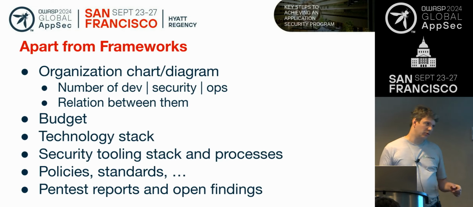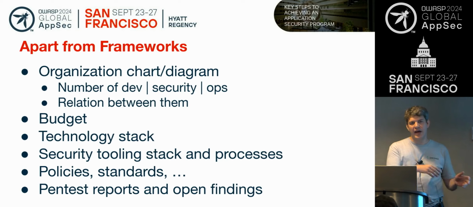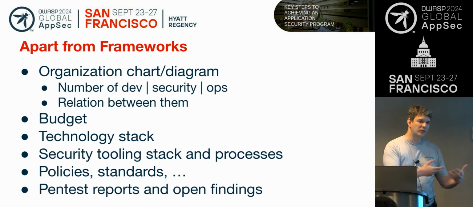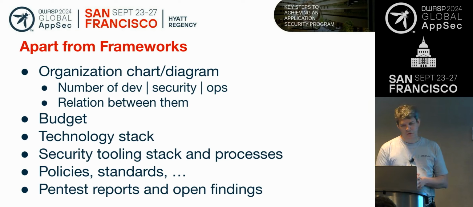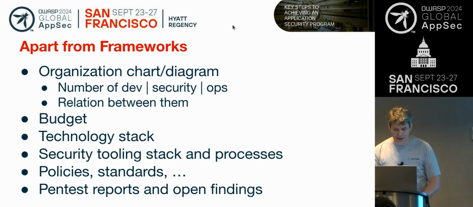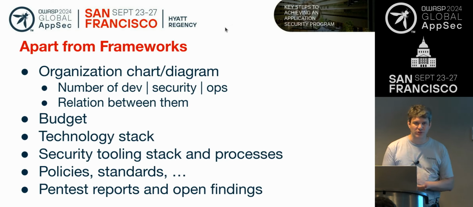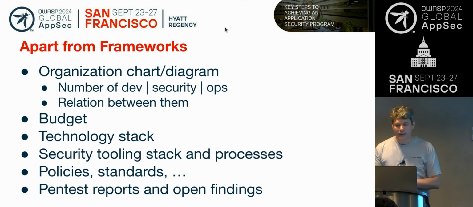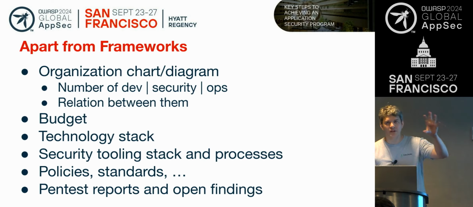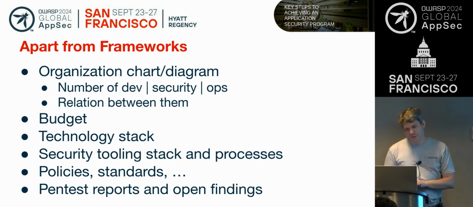Apart from frameworks, you might want to ask for an organization chart diagram, where you also get to know how many developers do you have, how many security people do you have, how many operations people do you have, because maybe you have dreams about what you can do as a security team, but when there are too many developers for a security team, you might end up saying, okay, we need to use a questionnaire, for example. And the relation between them, so who is responsible for what, how do they interact, and also interesting, especially to do it on the organization chart, is which departments are using which technologies.